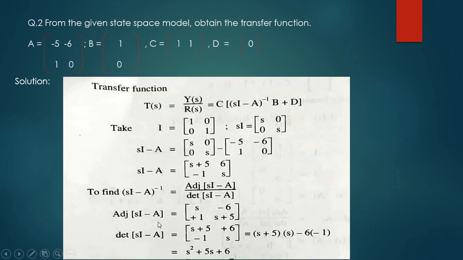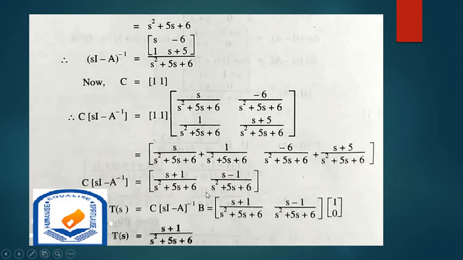Now we will substitute these two values in this, so you will get (sI − A) inverse, which is the adjoint of sI − A over the determinant of sI − A. Now C is [1 1], which is given in the question itself. This will be multiplied with C. So here this is nothing but (sI − A) inverse. You multiply this with this, and you will get this.